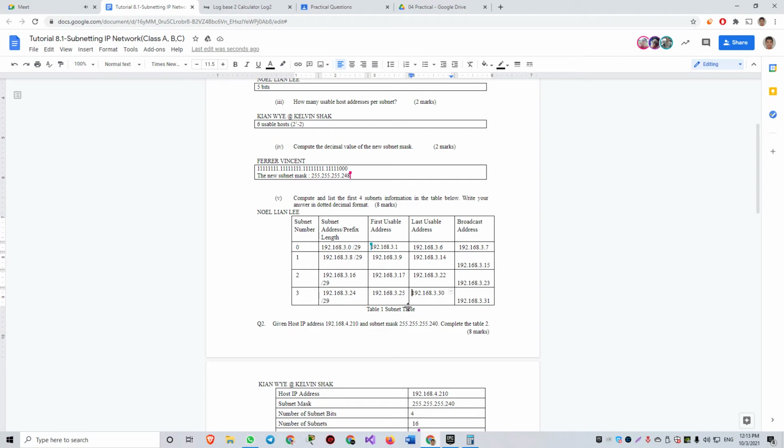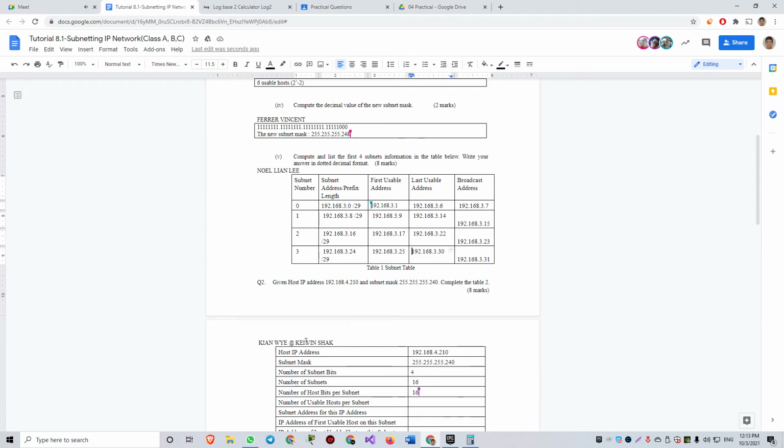The rest, Farah and Calvin, did you see how Noel did it just now? That's the good way: get the magic number, then do the subnet address, and then do the broadcast address. Then you can fill in the first usable and last usable.